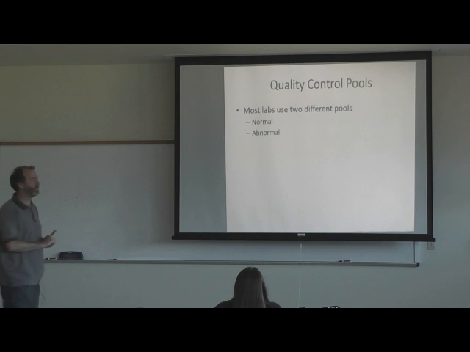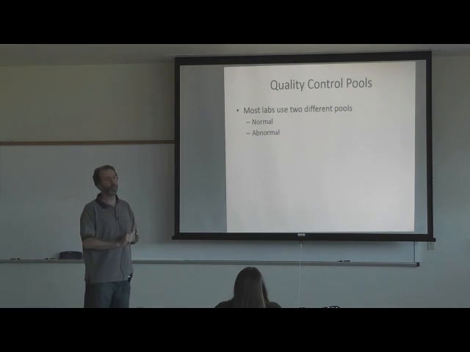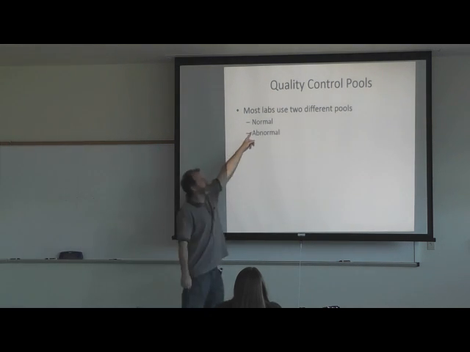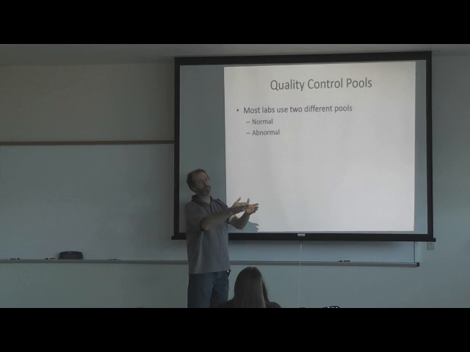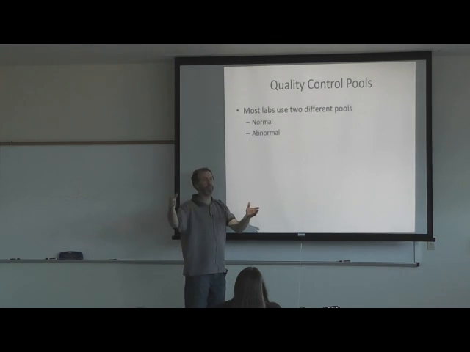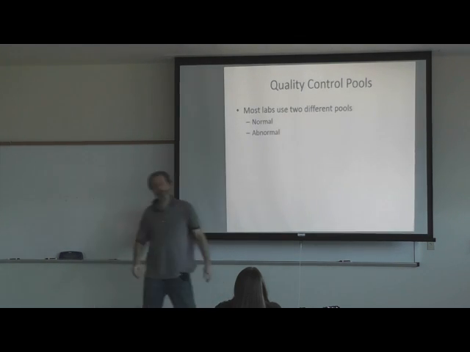So most labs are going to use 2 different pools, right? You want to test values that are in a normal range and then maybe some abnormal range too. So you can make sure your accuracy and precision is good in both ranges, right? For your equipment.